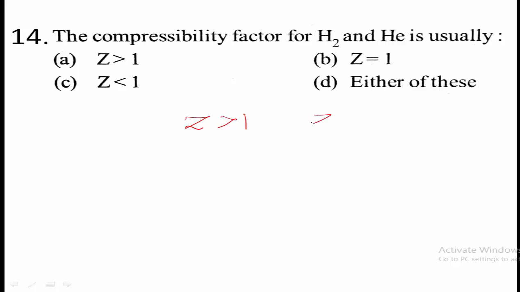If they occupy very less volume, Z is less than 1. If they occupy the volume as that of the ideal gas, then Z is equal to 1. So remember these conditions, and here the hydrogen and helium occupy more volume and hence Z is greater than 1. So which option is right here? Option A is the correct answer.